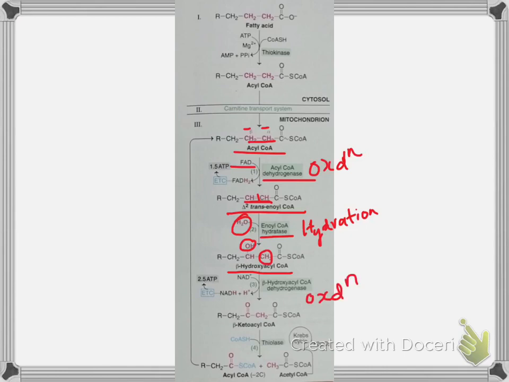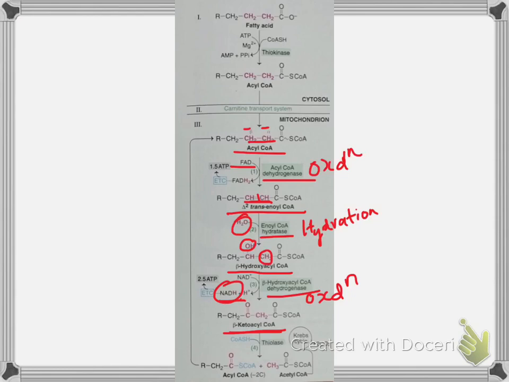Third step is again oxidation, that is the beta hydroxy acyl CoA dehydrogenase catalyzes the second oxidation and generates the NADH. Beta hydroxy acyl CoA is converted to beta keto acyl CoA by the enzyme beta hydroxy acyl CoA dehydrogenase with the generation of NADH. Here one NAD is used and converted to NADH. So the product formed is beta keto acyl CoA.